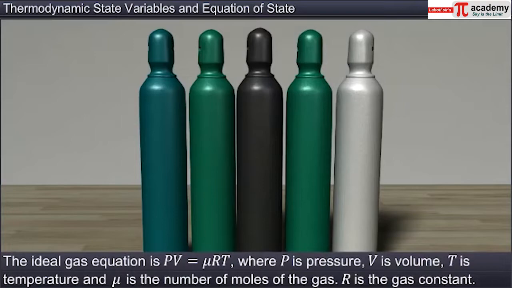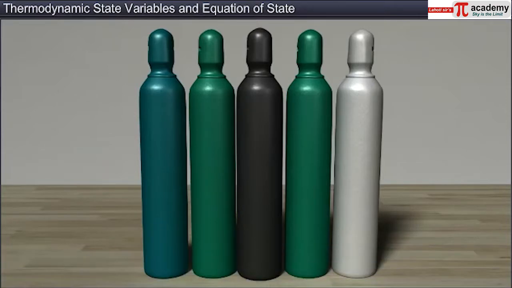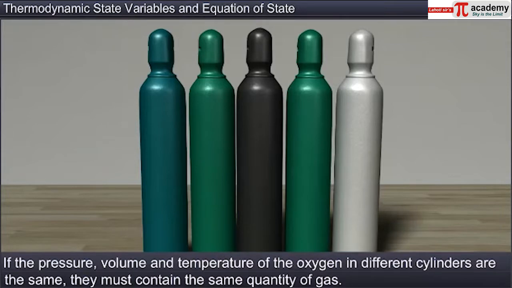The ideal gas equation is PV = μRT, where P is pressure, V is volume, T is temperature, and μ is the number of moles of the gas. R is the gas constant. Hence, if the pressure, volume, and temperature of the oxygen in different cylinders are the same, they must contain the same quantity of gas.